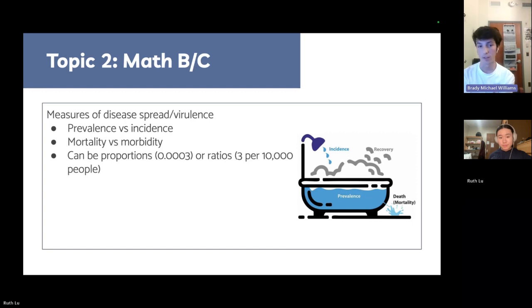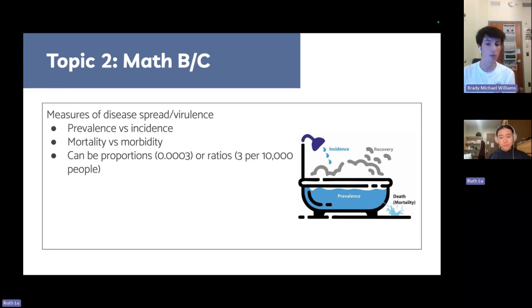You also have mortality and morbidity, which are similar but not quite the same. Mortality is also a proportion, but a proportion of people who get the disease and die. So the number of people who get the disease and die over the total number of people who have gotten that disease. And morbidity is a similar looking word, but pretty different. It's pretty much the same as prevalence. It's a bit weird, but realistically, it's just the number of sick people over the total population.